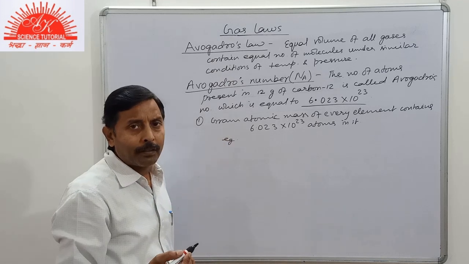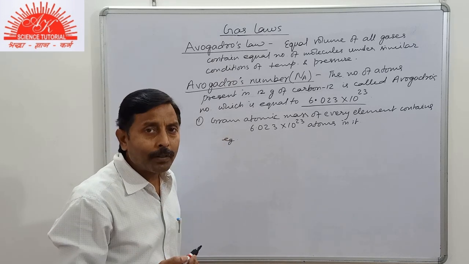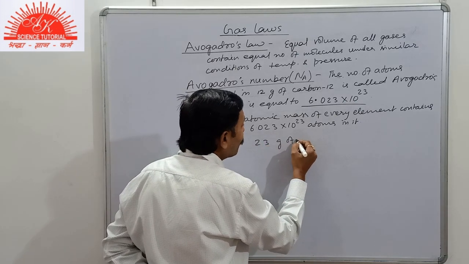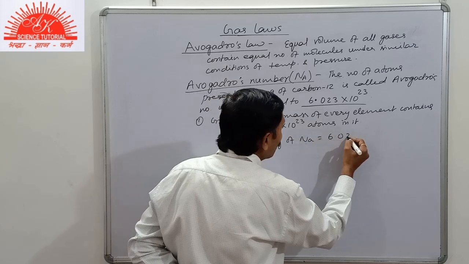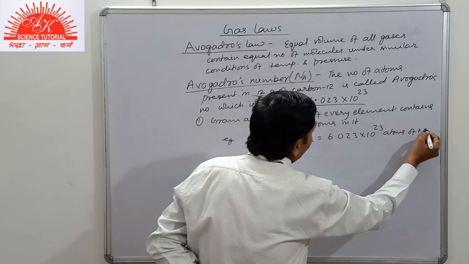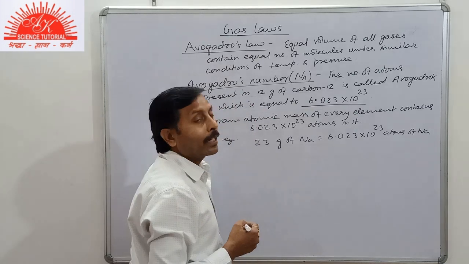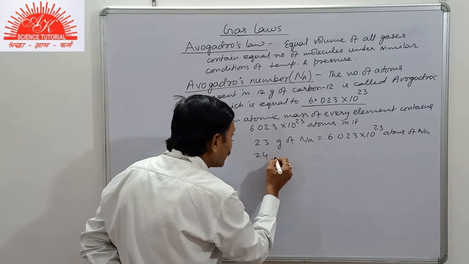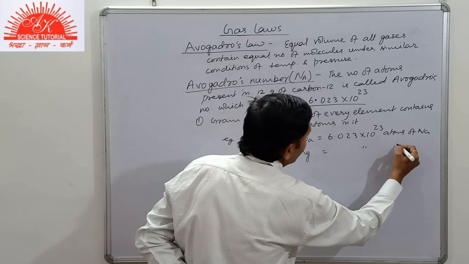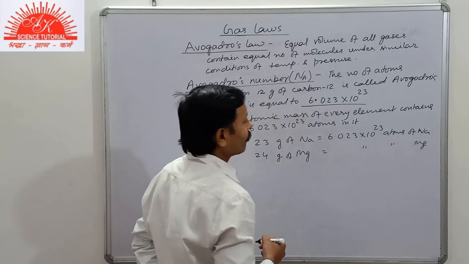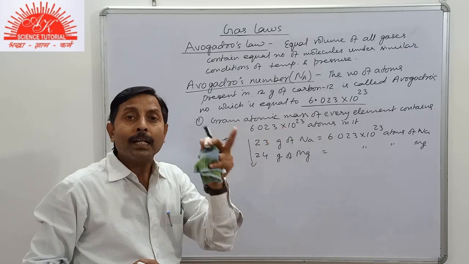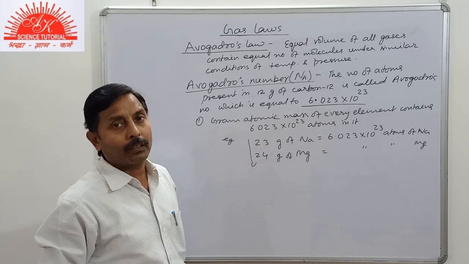Whatever the element may be. Suppose we take sodium as an element. What is its gram atomic mass? 23. So 23 gram of sodium will have 6.023 into 10 to the power 23 atoms of sodium. Suppose we take magnesium. Then the gram atomic mass of magnesium is 24. So 24 gram of magnesium will have this much number of atoms of magnesium, and so on. So we have compared the number of atoms contained in the gram atomic mass of the element.